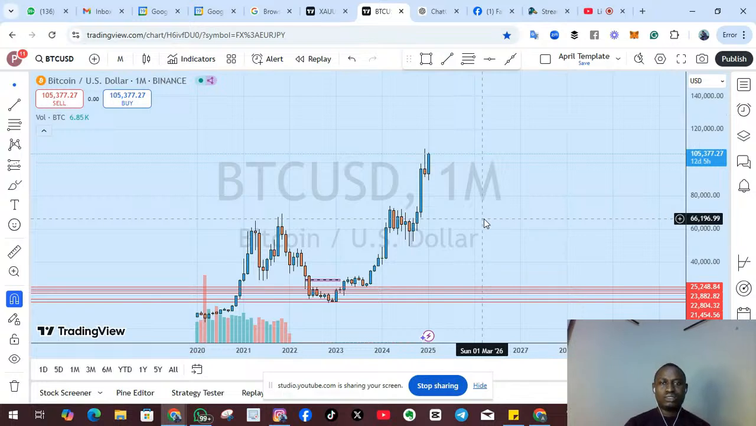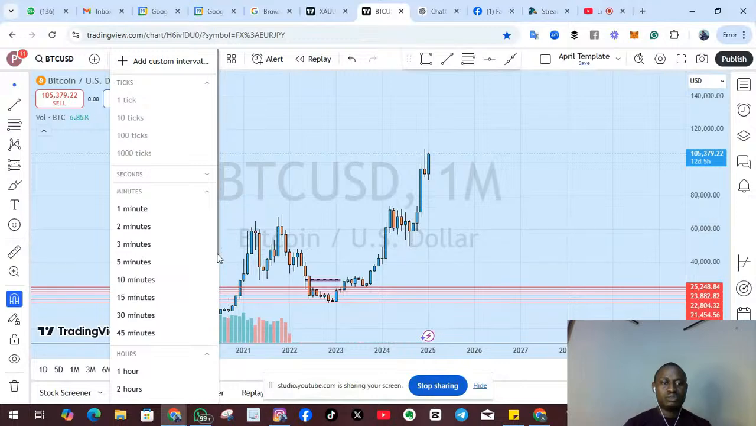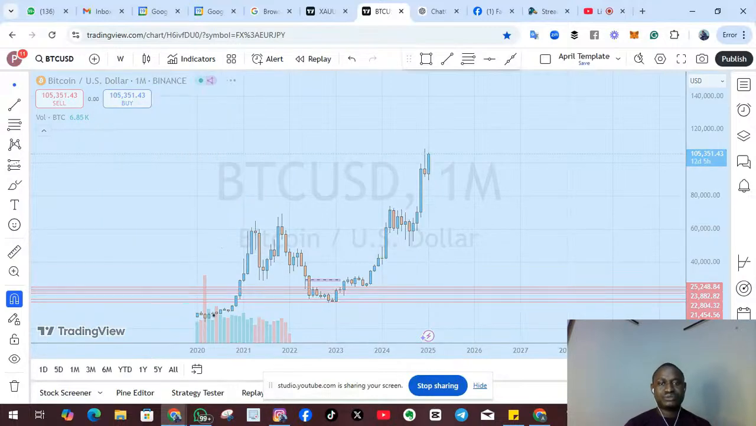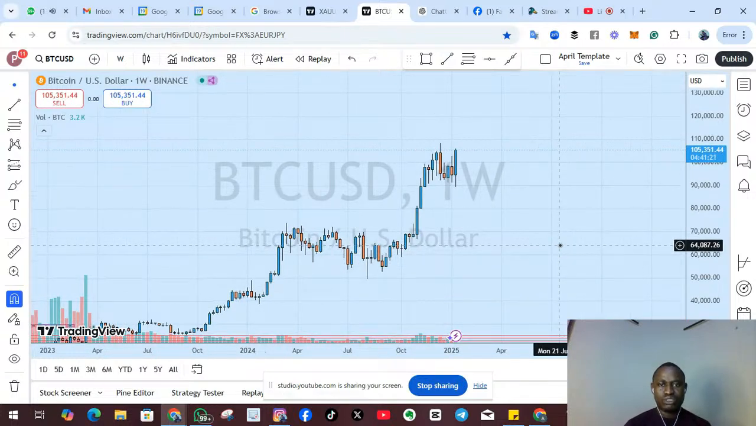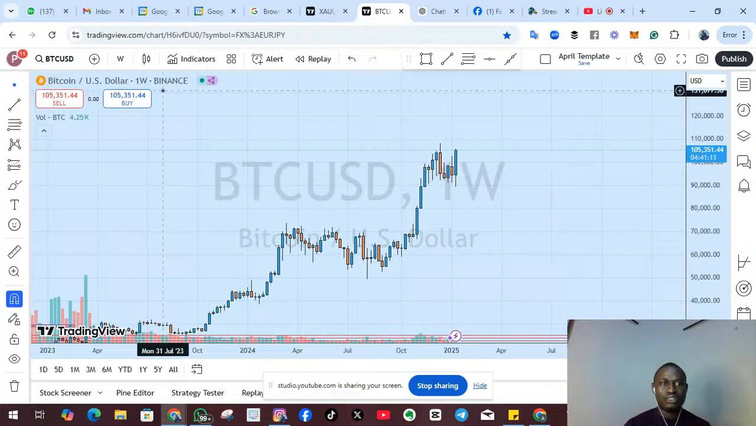So this is obviously bullish. Even a non-trader knows that Bitcoin has been bullish in the last how many months? The last few months, especially since last month when Trump won the election. So we know Bitcoin is bullish. Let's go to the weekly time frame. Weekly time frame also very bullish. We saw a little retracement in the last few weeks, but the market is currently taking that up again.